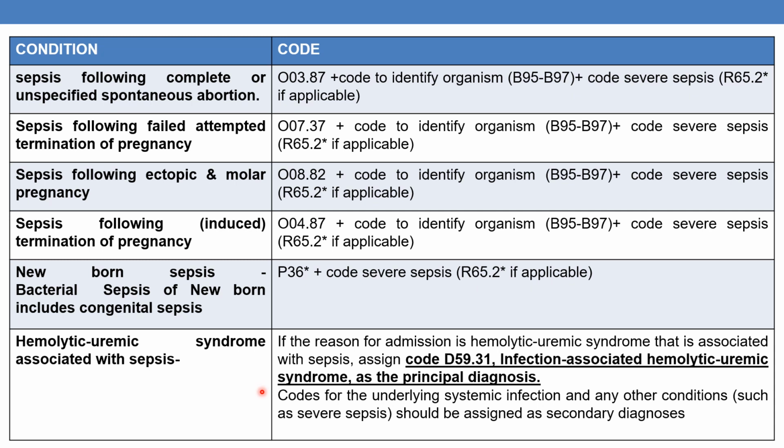Finally, coming to hemolytic uremic syndrome associated with sepsis. If the reason for admission is hemolytic uremic syndrome that is associated with sepsis, in this case, code D59.31, infection associated hemolytic uremic syndrome should be coded as PDX, followed by code for sepsis and any other conditions such as severe sepsis should be assigned as secondary diagnosis.